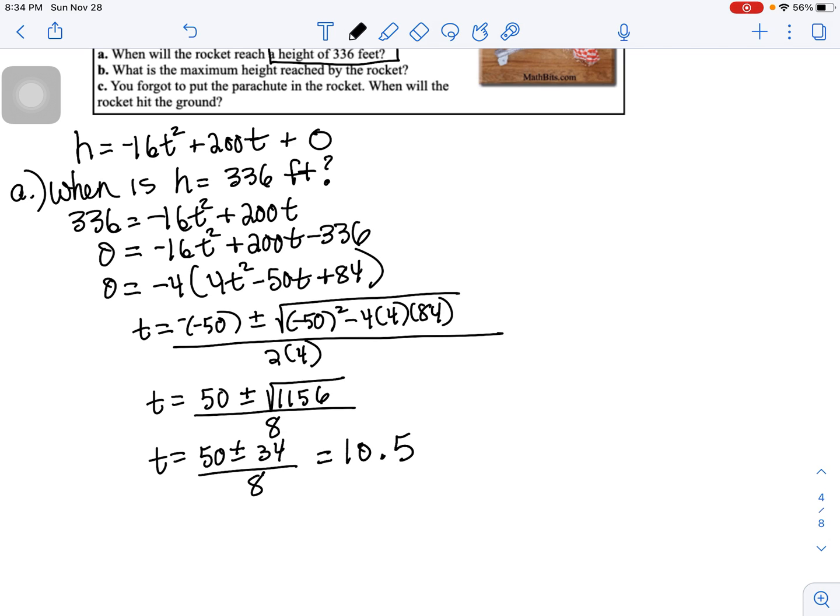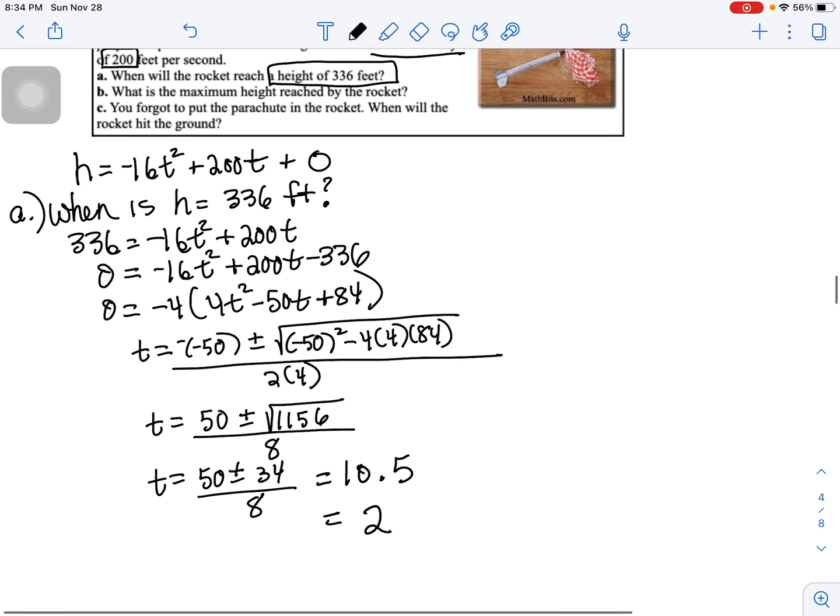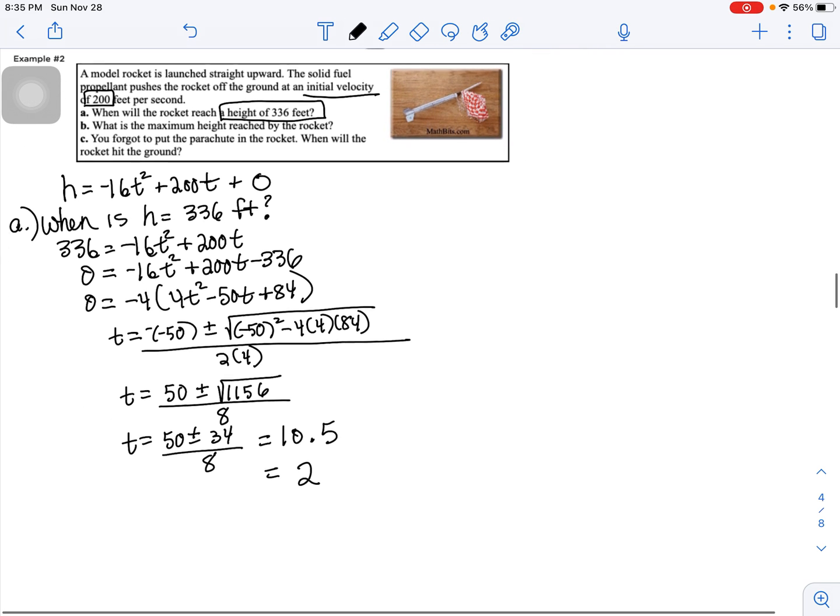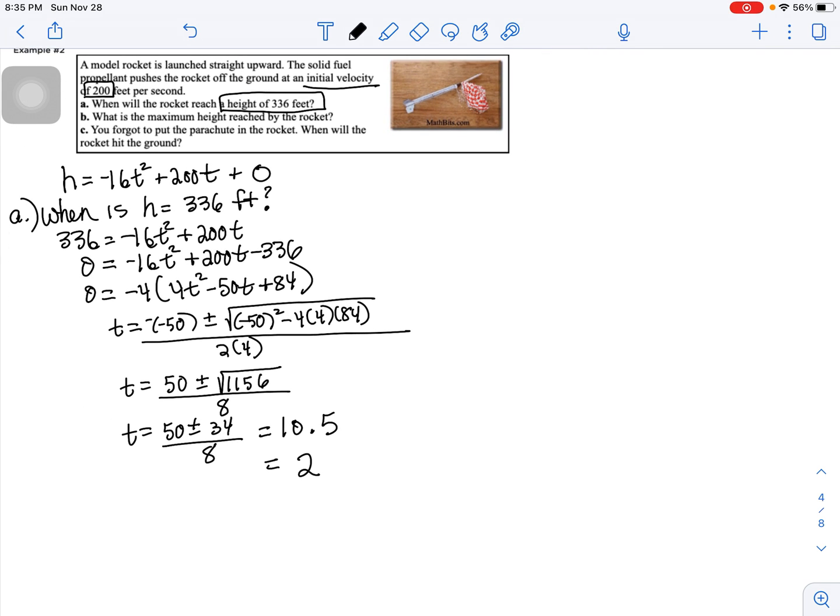But what if we do 50 minus 34 divided by 8? That's 2. Why are there two answers there? Well, the reason that there's two answers there is because this rocket hits the height of 336 at 2 seconds and then again at 10.5 seconds, because it hits that height on the way up and then it hits that height again on the way down.